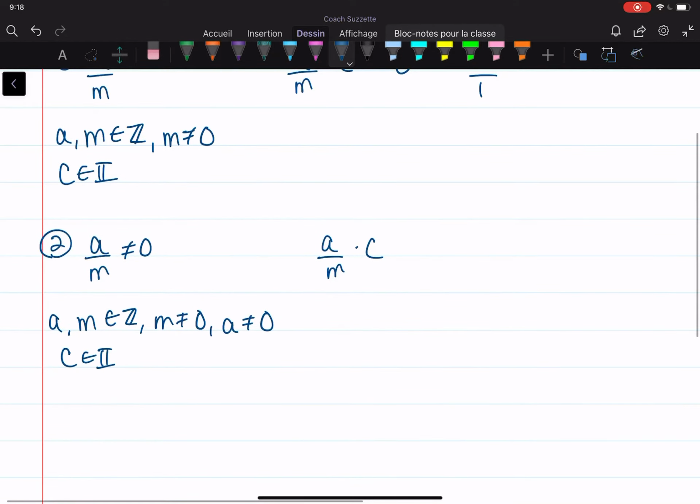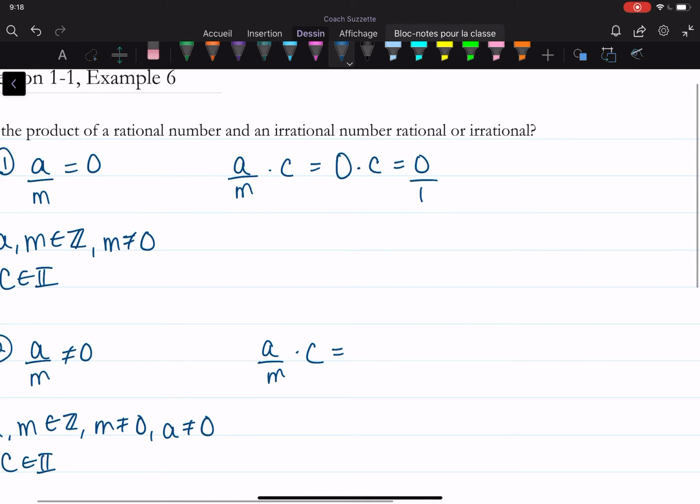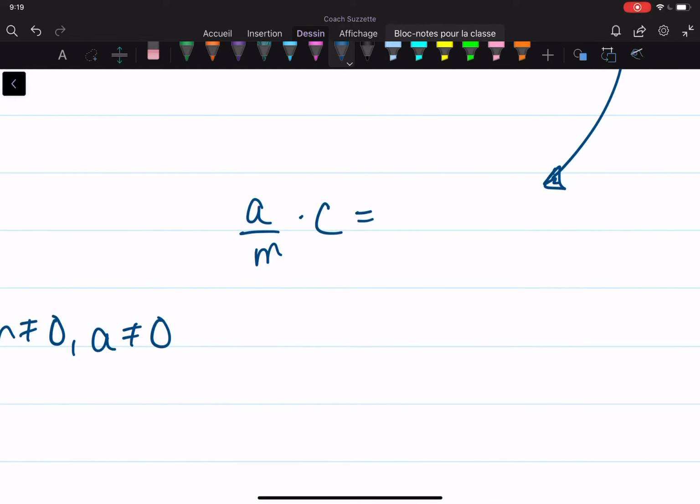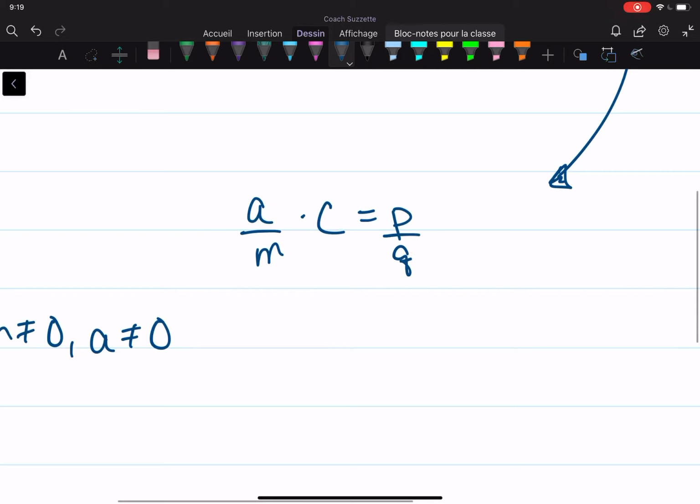What would we get? Well, let's do a proof by contradiction. I want to prove that the product is irrational. I want to say it's irrational in this case. Proof by contradiction. Well, let's say it were rational. So I can write the product like this: p over q, where p and q are both integers, and q is not equal to 0.